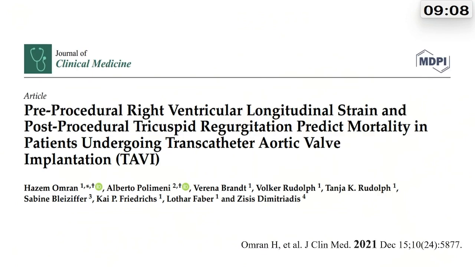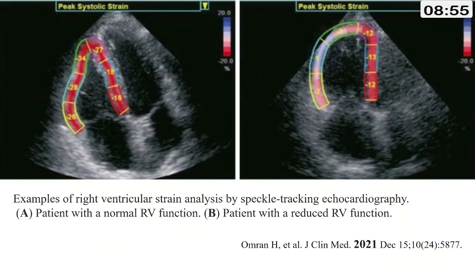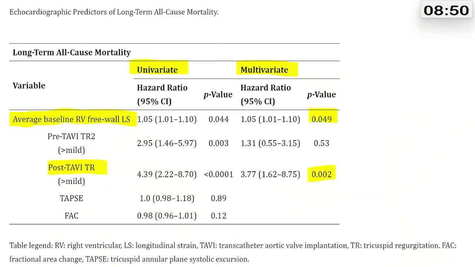This is another paper regarding pre-procedural right ventricular longitudinal strain and post-procedural tricuspid regurgitation predicting mortality in patients undergoing TAVI. These are examples of RV strain analysis by speckle tracking echo. The conclusion of this paper was that the baseline RV free wall longitudinal strain and the post-TAVI tricuspid regurgitation were significantly associated with all-cause mortality in univariate and multivariate analysis.